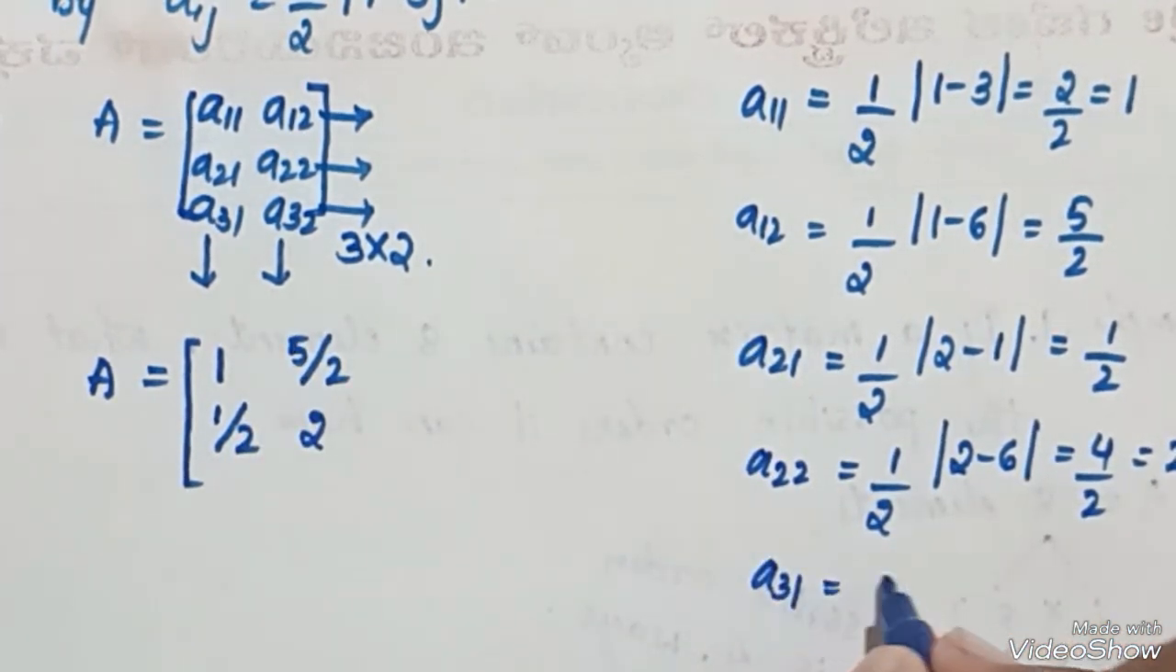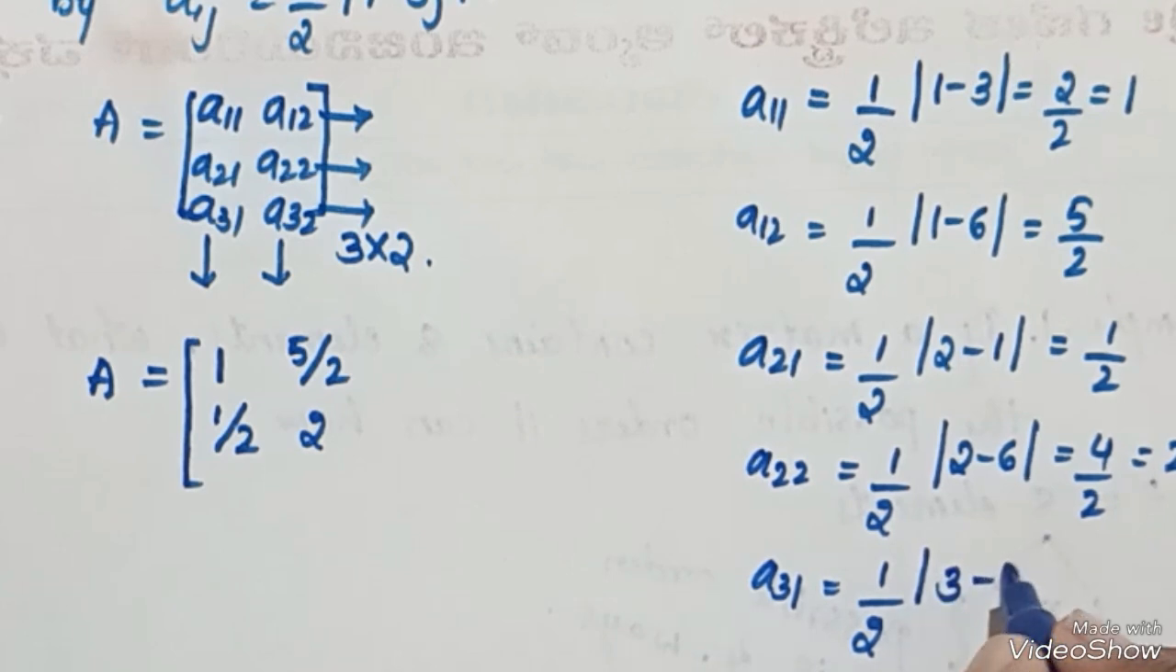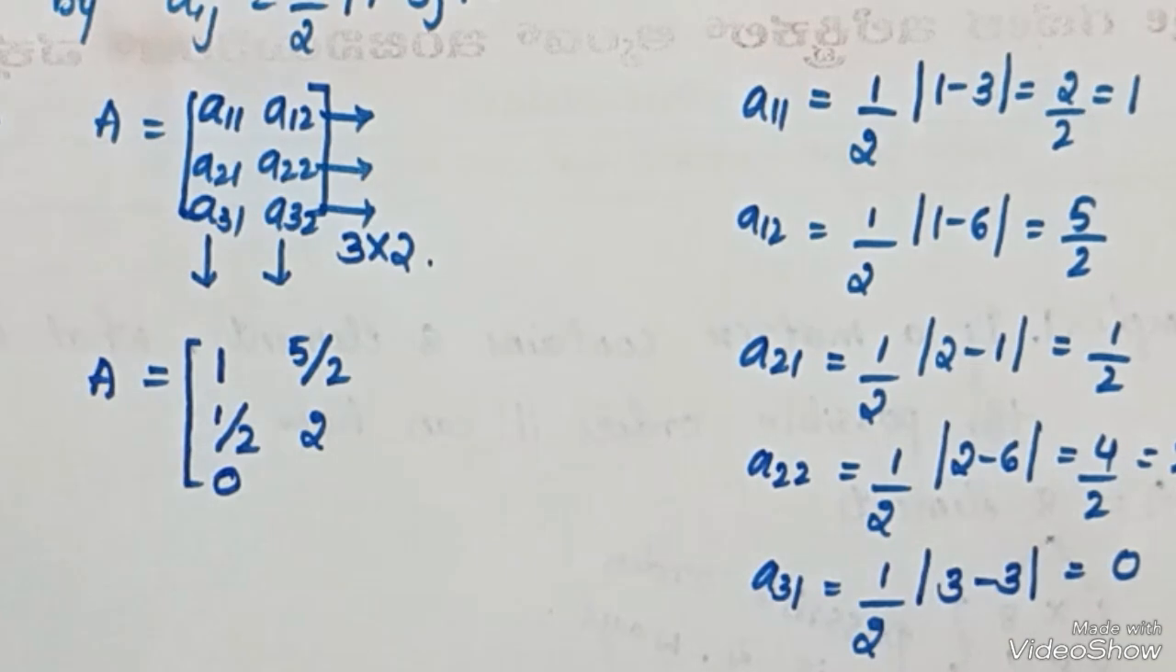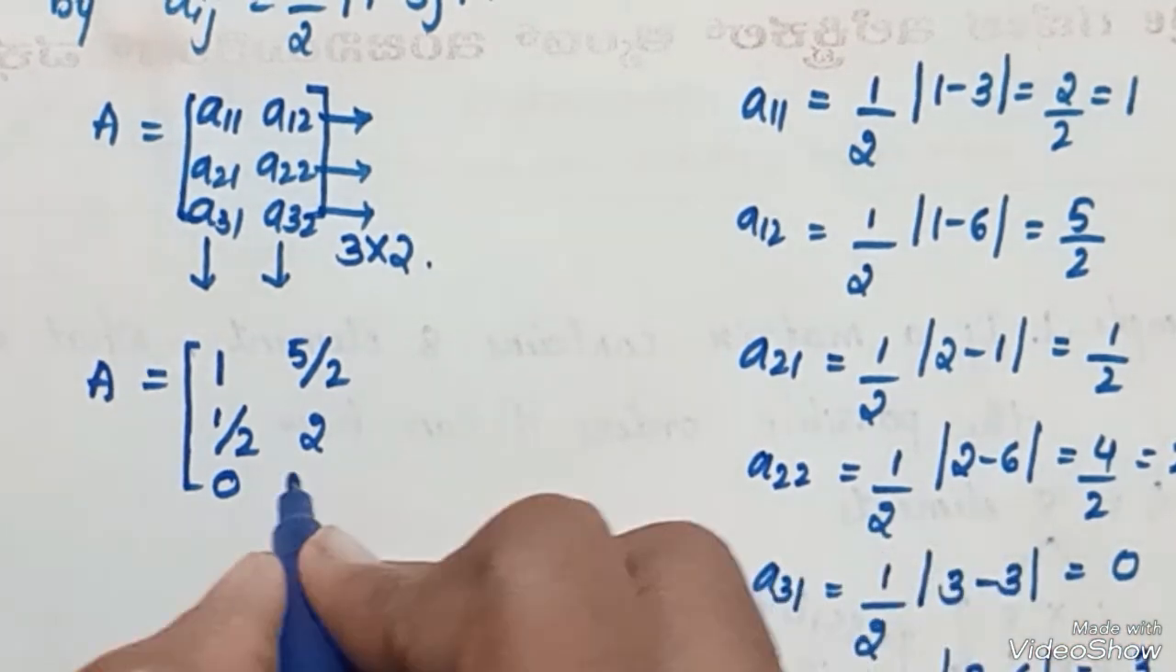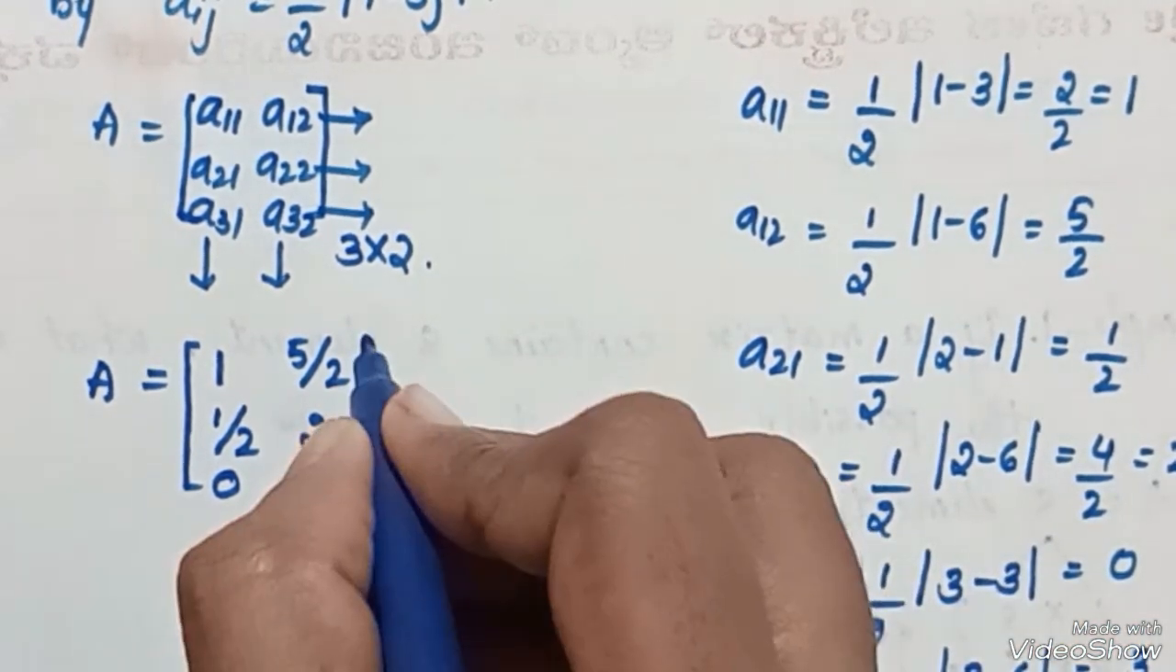Next, A31, that is 1 by 2. Here I becomes 3, so 3 minus 1 gives 0. Then A32, 1 by 2. Then 3 comma 2: 3 minus 2 into 3 is 6, and 6 minus 3 gives 3 by 2. Here the element is 3 by 2.